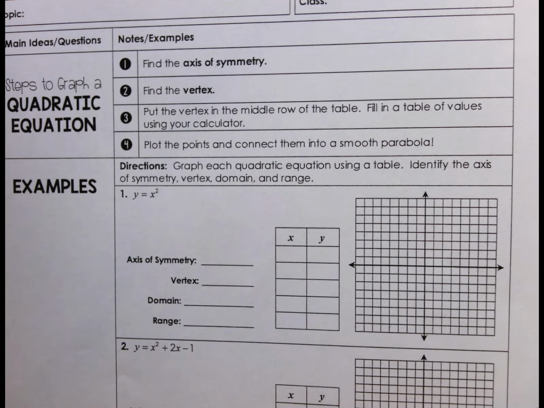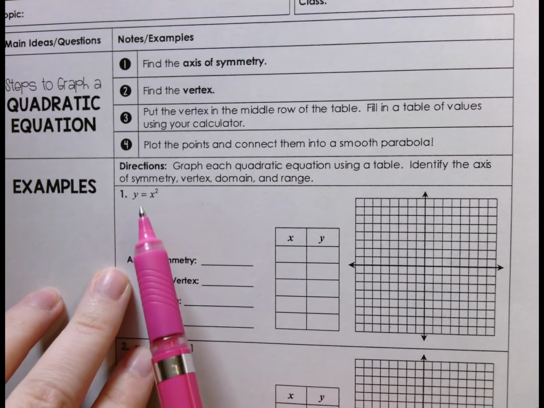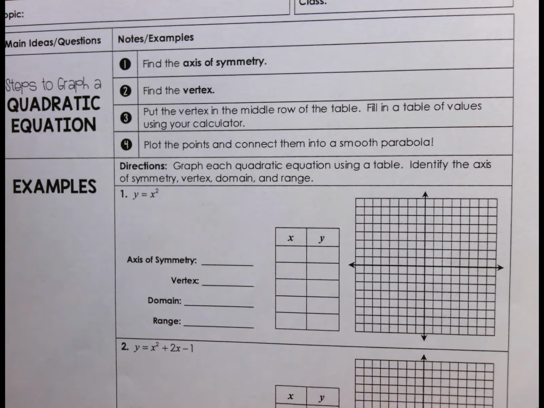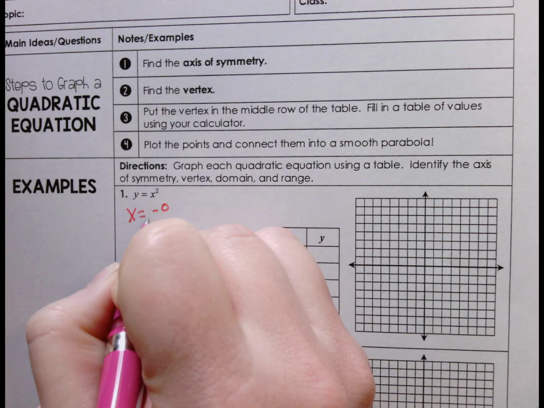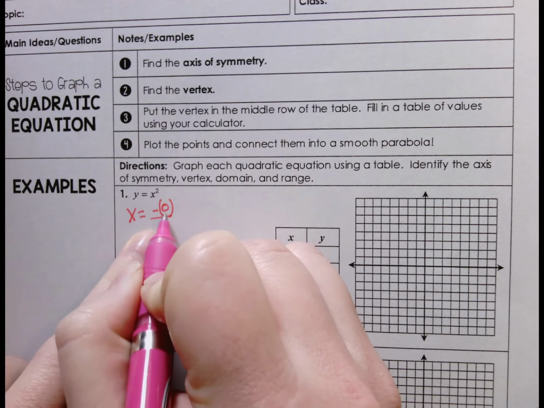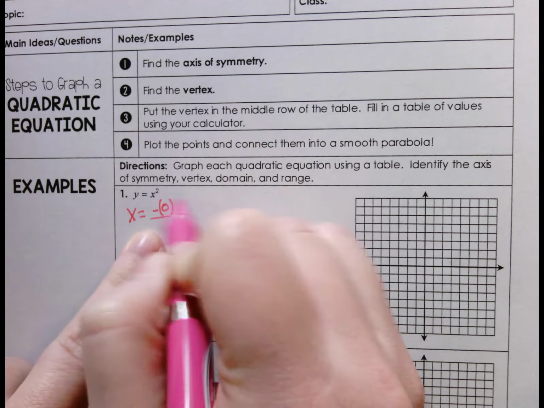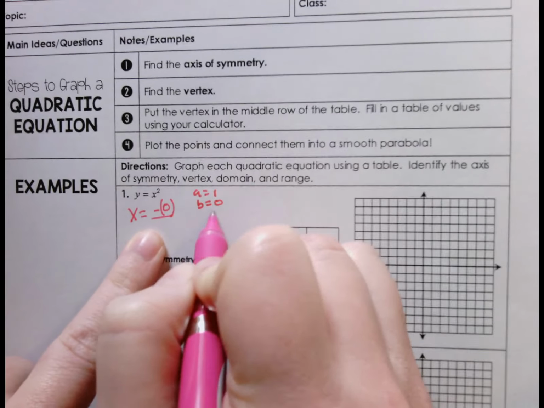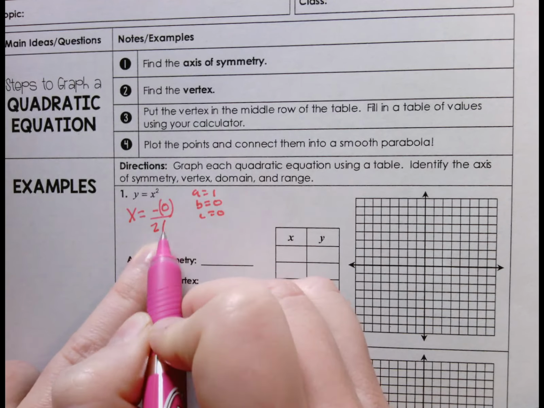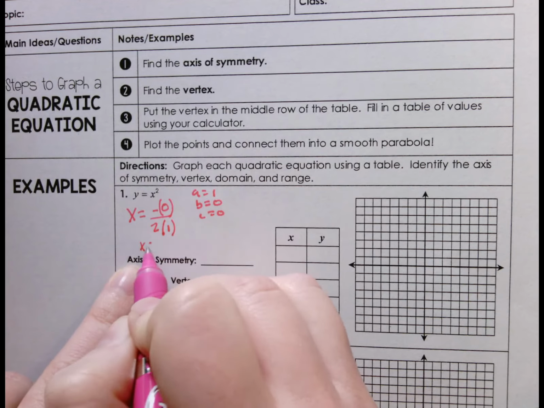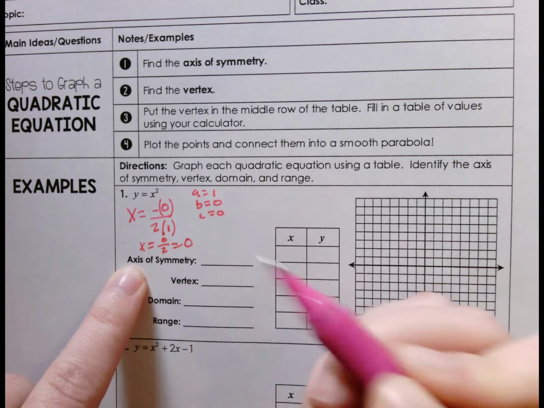Okay, so here we have the parabola y equals x squared. That should look familiar to you. That is the parent function for quadratics. We talked about it before. So to find the axis of symmetry here, we are going to plug in x equals negative b over 2a. Remember, b is 0 because there is none. Okay, a is 1, b is 0, c is 0. So x here is going to be equal to 0 divided by 2, which is 0.